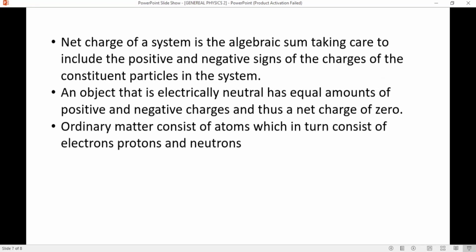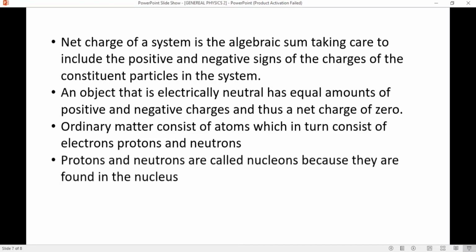Now, ordinary matter consists of atoms, which in turn consist of electrons, protons, and neutrons. And protons and neutrons are called nucleons because they are found in the nucleus. As what I've said, protons and neutrons are in the nucleus. The nucleus is the central part of an atom.